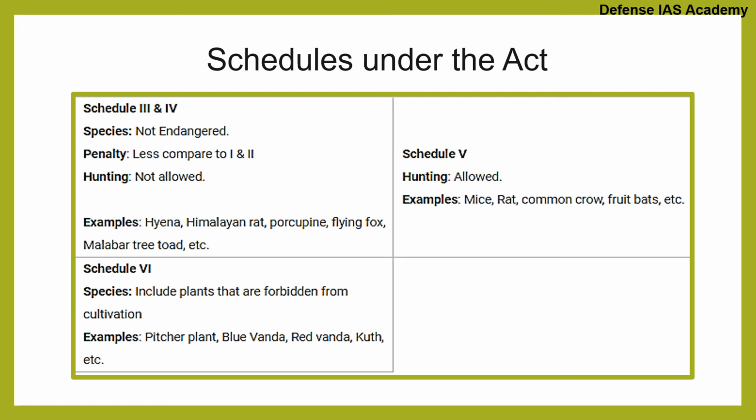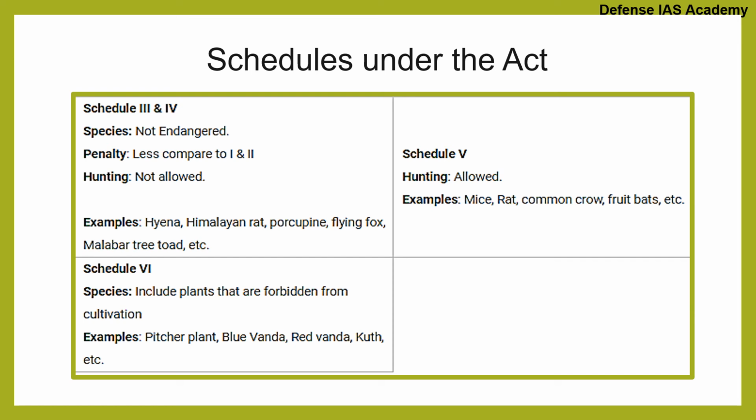Schedule 5. What does Schedule 5 say? Now Schedule 5 contains animals that are considered vermin, that is, small wild animals that carry disease and destroy plants and foods. So these animals can be hunted, that is, hunting is allowed, and the species that come under this particular category are the common crows, fruit bats, then rats and mice. So these are the animals that come under Schedule 5, usually considered vermin and allowed to be hunted.